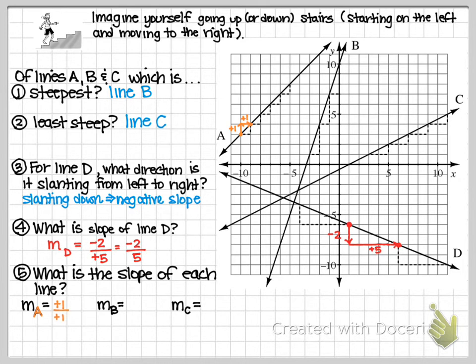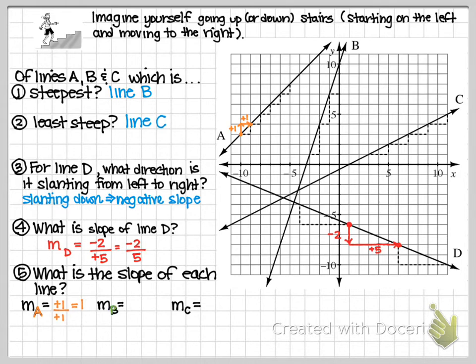Right, 1 is a +1 run. Now I know that a positive divided by a positive is a positive. I also know that 1 divided by 1 is just 1. So I think my slope for line A is going to be a +1 slope.